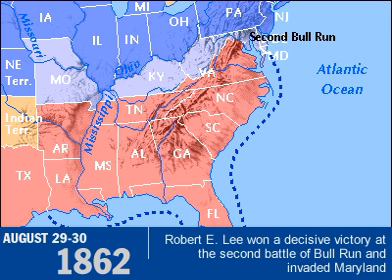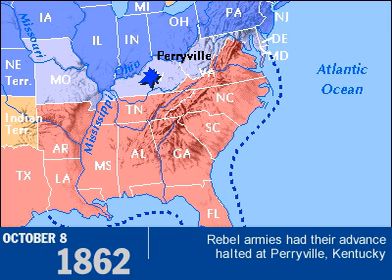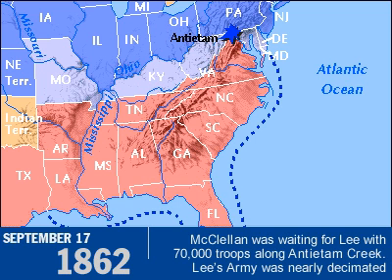Then, Lee won a decisive victory at the Second Battle of Bull Run and invaded Maryland. In the West, rebel armies rolled into Kentucky, where Union forces staved off their advance at Perryville. On September 17, 1862, the bloodiest day of the Civil War, McClellan turned back Lee at Antietam Creek, Maryland.